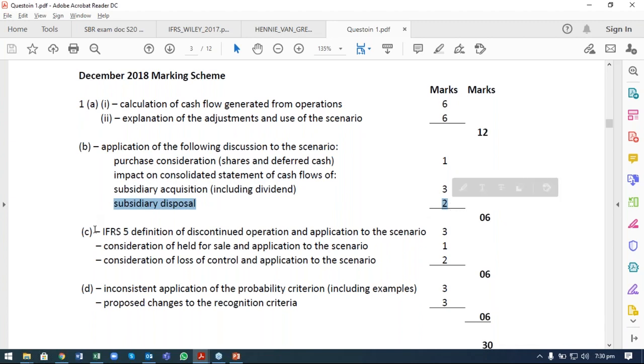That's requirement B. Then section C is IFRS 5, the definition of discontinued operation and application to the scenario, which is given 3 marks. Consideration of held for sale and application to the scenario was given 1 mark, and consideration of loss of control and application to the scenario is given 2 marks. So this is how the score allocation was done within the examination section. And D is inconsistencies in the application of the probability criterion, including examples, number 3, and proposed changes to the criterion, which was also given 3 marks. So in total, you are provided with 6 marks in this section.